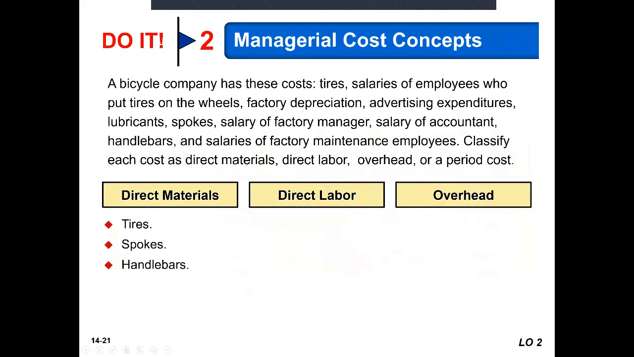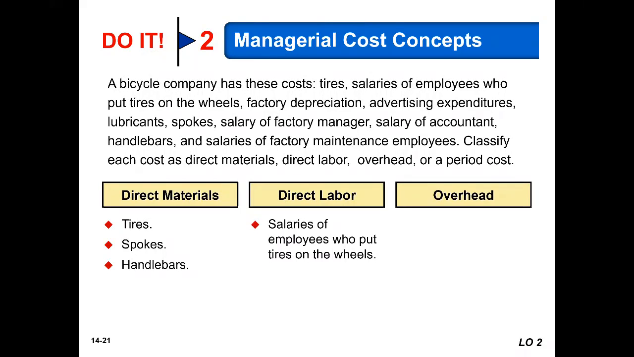All right, good. So this question here is talking about a bike company. They have tires, salaries of employees who put tires on the wheels, and depreciation, advertising expenses, lubricants, spokes, salary of a factory manager, etc. Okay. So what we need to do here is classify each cost as direct materials, direct labor, overhead, or a period cost. Okay. So this is a bike company. So tires is a material, spokes, the handlebars, all the components that will be assembled together are direct materials.